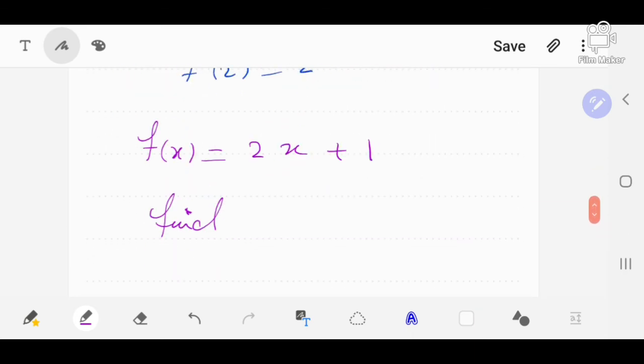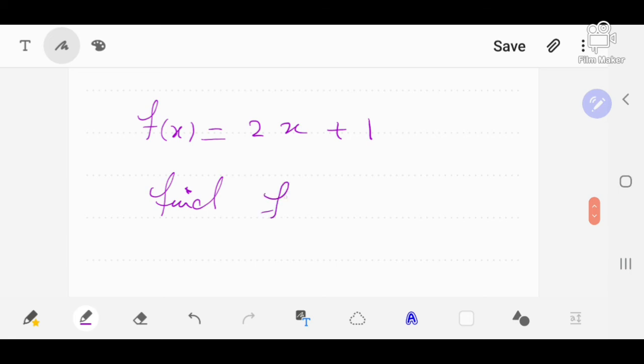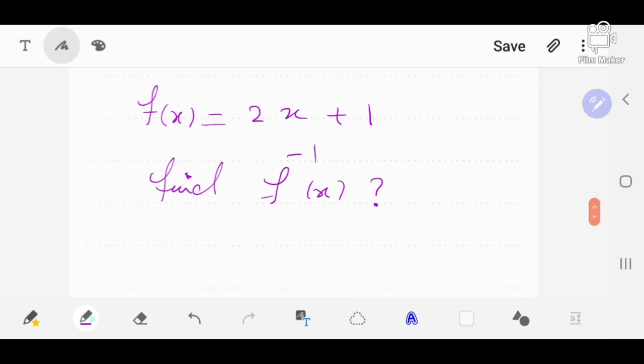Well, how would I find f inverse of x? That's simple. I just need to solve for x the same way as we did with the linear equation here.